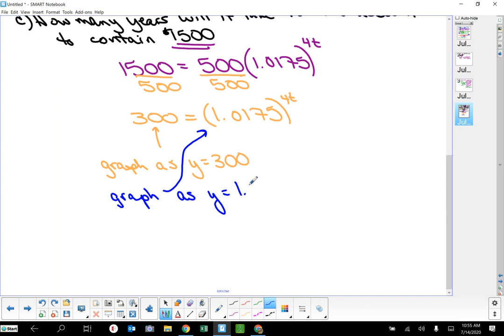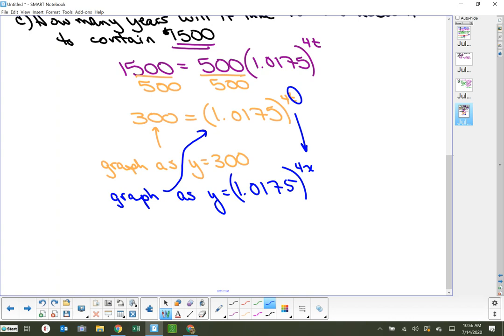Y equals 1.0175 parentheses raised to the 4x. You need to use x and y when you're graphing. You can't use a t, so just change that variable. Okay, so I'm going to take you out to Desmos real quick and show you what this is going to look like if we graph those things.